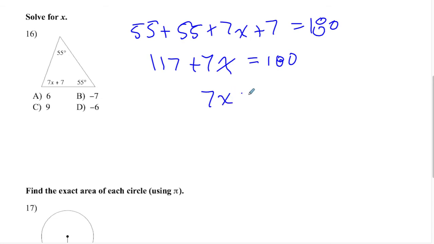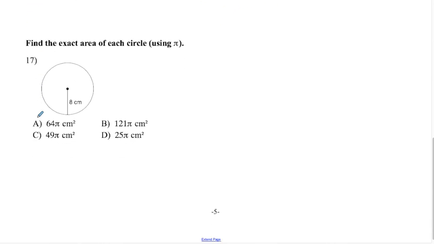I get 7x is now equal to, that's going to be 53. No, that's not right. So 8 minus 1 is 7, so carry, and I get 6. So it's going to be 63. All right, that makes sense. And then divide both sides by 7, and then x is equal to 9. Correct answer is C.